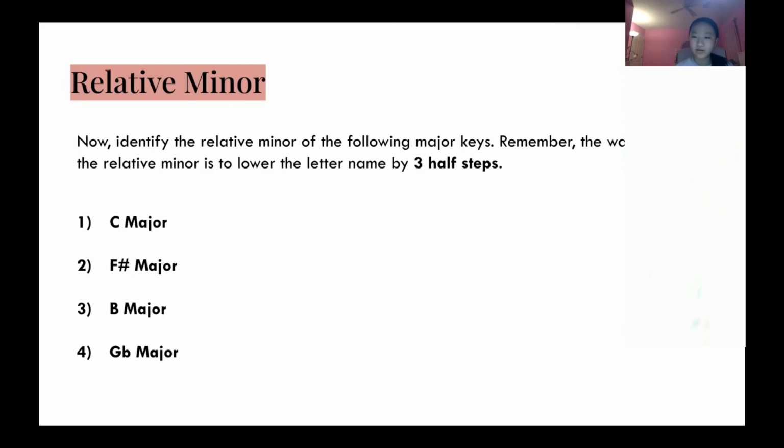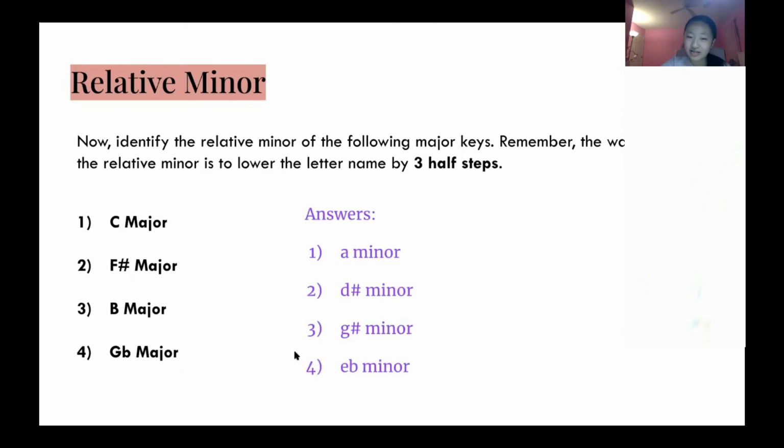Okay, so last one I'll call on Camelia. E flat. Very good. So those are the answers.